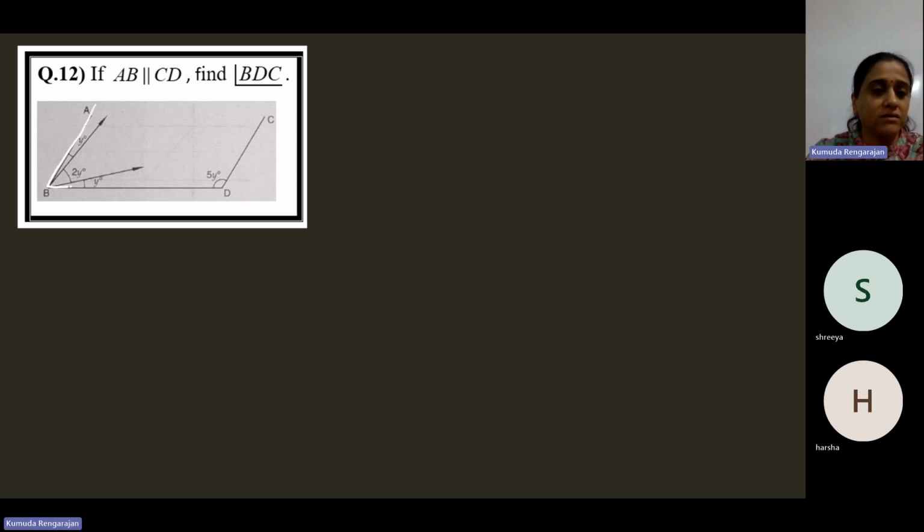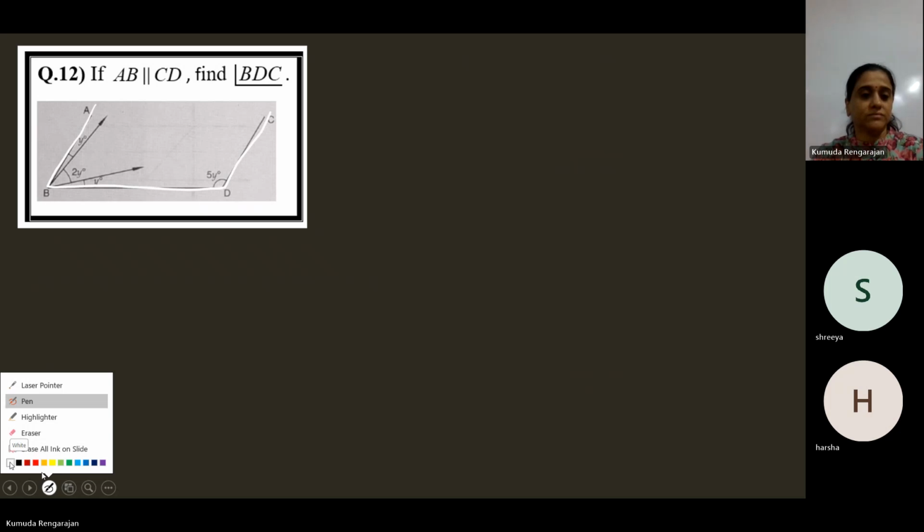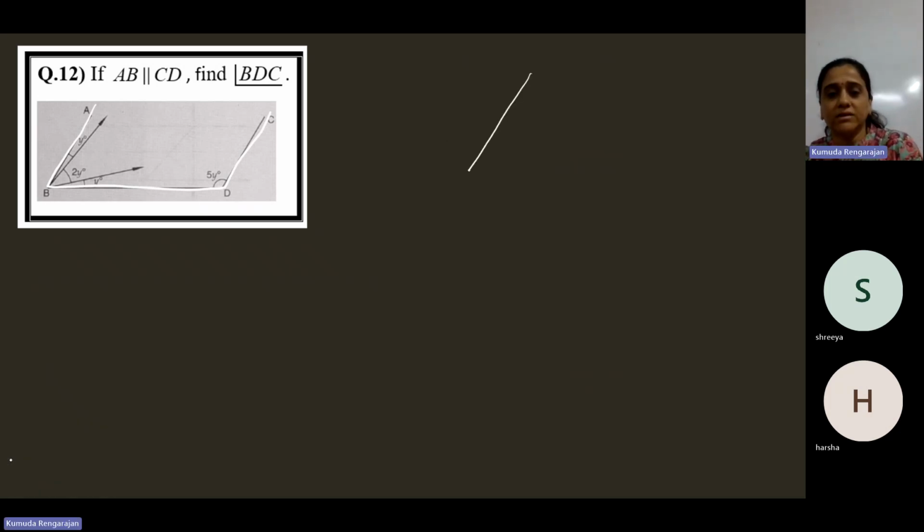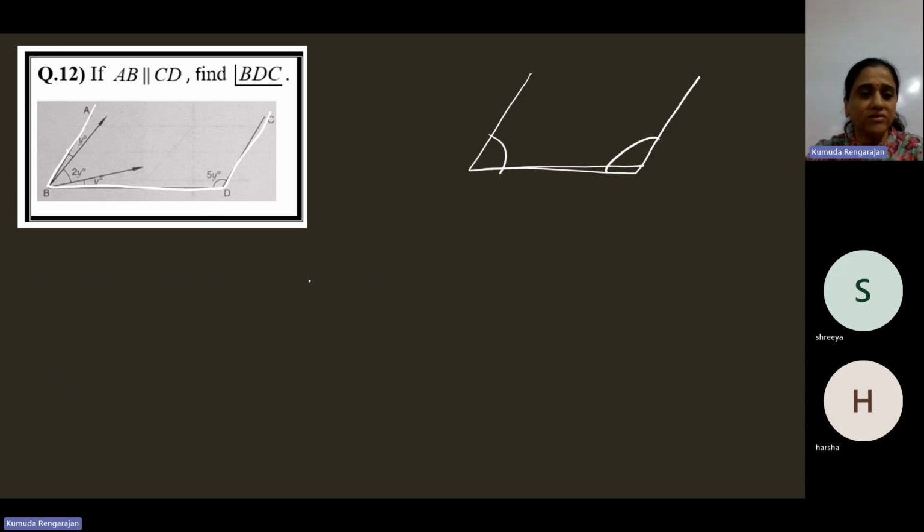AB is parallel to CD, is given. This is AB. This is CD. These two are parallel. This is the transversal. So this angle plus this angle is equal to 180. Why? Co-interior angles or allied angles. They're supplementary. So how many angles you have here? Y, 2y and y. 4y is the measure of this angle. And this is 5y. So 4y plus 5y is equal to 9y is equal to 180. So y is equal to 20.